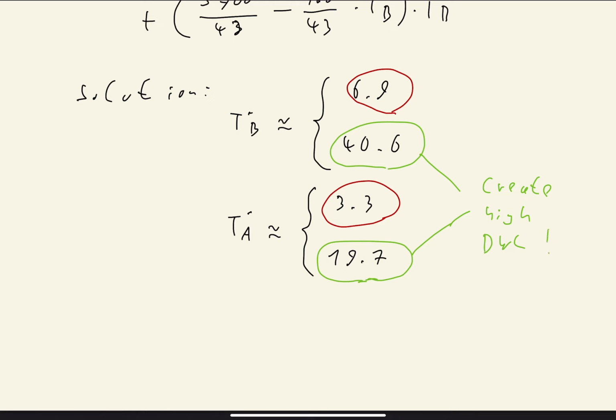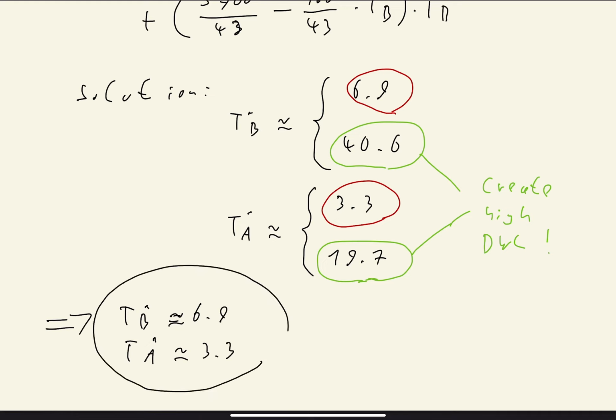Okay, so in absolute terms, the dead weight loss in this system, so when you have very high taxes, will create the highest dead weight loss in the economy. So as a consequence, what you should do is you should pick the lowest taxes possible. So TB star is roughly equal to 6.9, and TA star is roughly equal to 3.3. And this is the solution to this exercise.